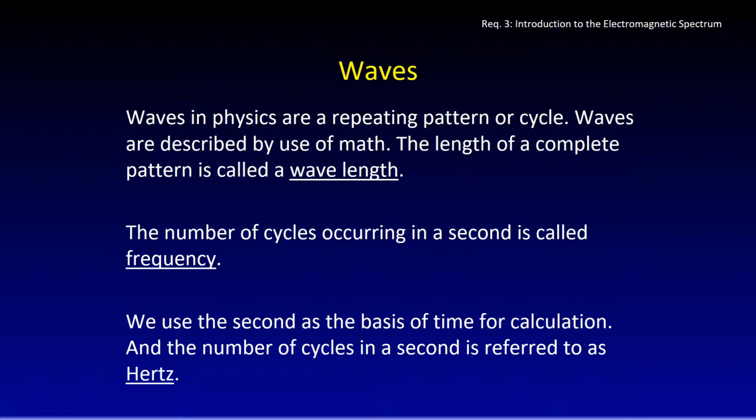Now, a little bit about waves. Waves in physics are a repeating pattern or cycle. Waves are described by the use of math. The length of a complete pattern is called a wavelength. The number of cycles occurring in a second is called frequency. We use the second as the basis of time for calculation, and the number of cycles in a second is referred to as hertz. So we have three new terms: wavelength, frequency, and hertz.